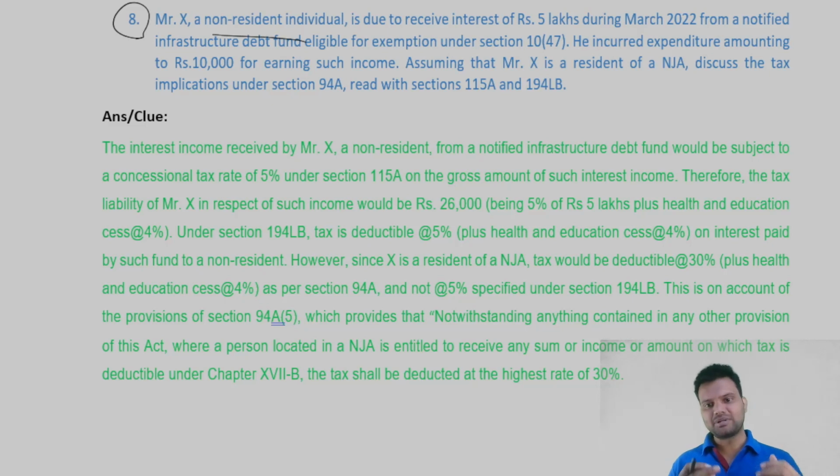So in this particular case, when the Notified Infrastructure Debt Fund, whoever is managing this debt fund, is paying this interest amount to Mr. X, how much TDS do they need to deduct? They have to deduct straight away the rate of 30% plus health and education cess. That is the key point in this question. There is nothing else in this question. It's a very basic and simple question.